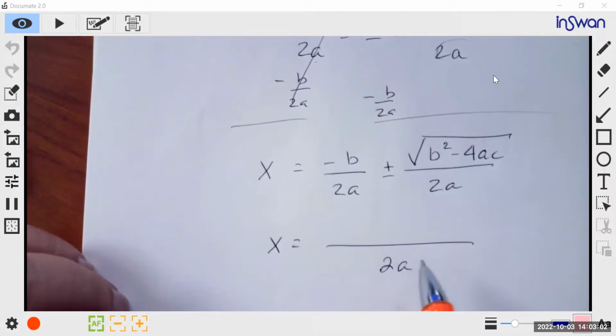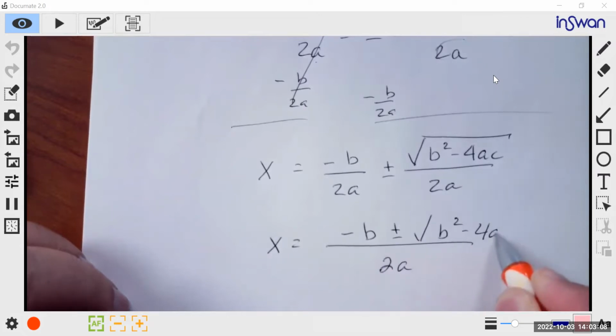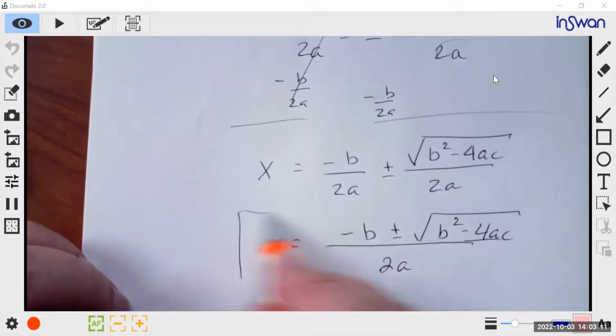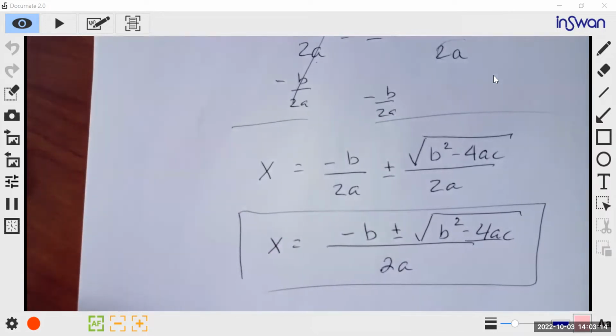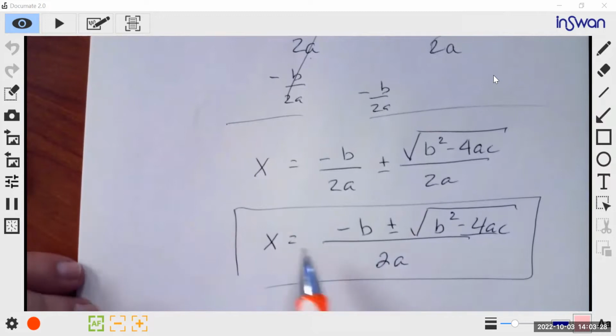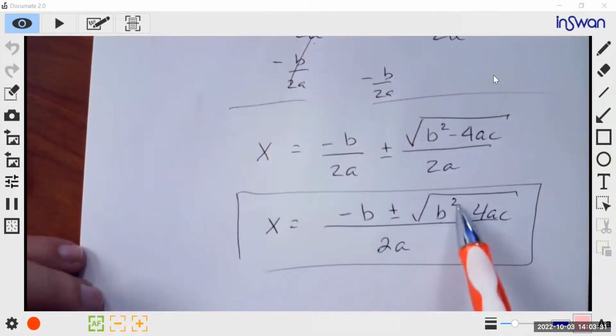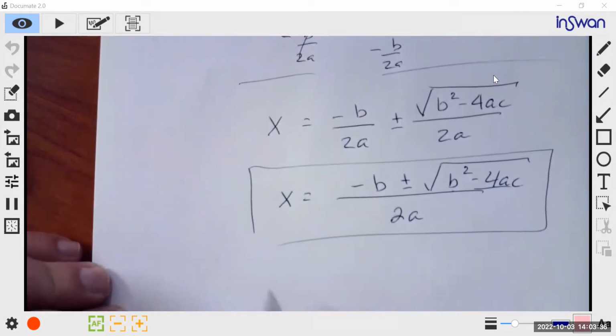Since they're both the same denominator, there is the quadratic formula. That's how we solve. That's how we got to it. I could have just given it to you, but eventually you'll forget what it is. But this way, if you remember a procedure, now the quadratic formula is negative B plus or minus the square root of B squared minus 4AC, all over 2A, where A, B, and C are real numbers.